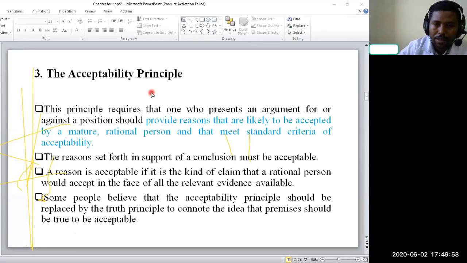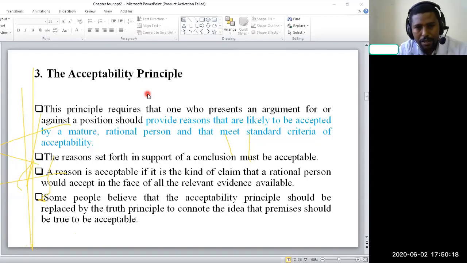The third principle of a good argument is the acceptability principle. I think you remember the three parts of critical thinking. The first one is asking relevant questions as a critical thinker, then searching, trying to answer those questions, and the third one is acceptance of the answer, no matter what the result is, whether it is in favor of us or against us. Acceptability: we must accept the outcome of the argument if the premises support the conclusion adequately.